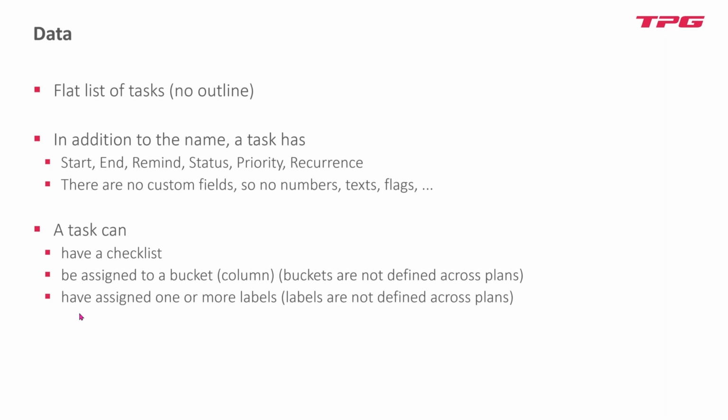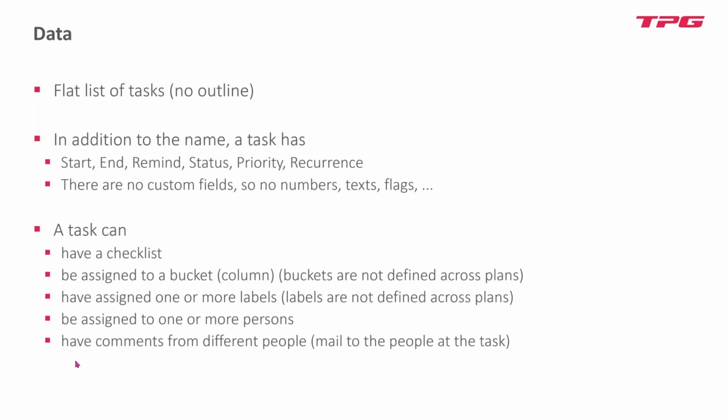And a task can be assigned one or more labels. So just use labels to have another type of category. Also, labels are not defined across plans. So if you have entered your 5 different labels, for example, something for electrical engineering, something for mechanical engineering, something for IT, something for whatever, you have to enter these labels in all the plans again. So there are no enterprise labels. And a task can be assigned to one or more persons, definitely yes.